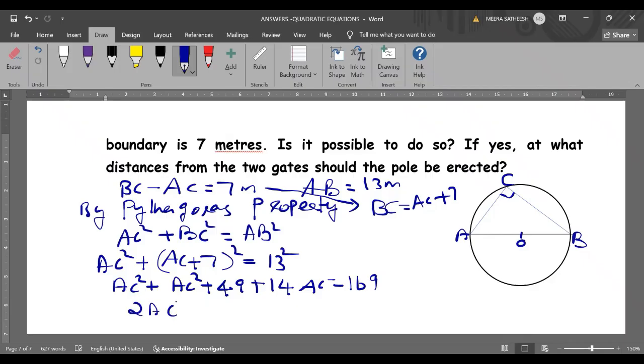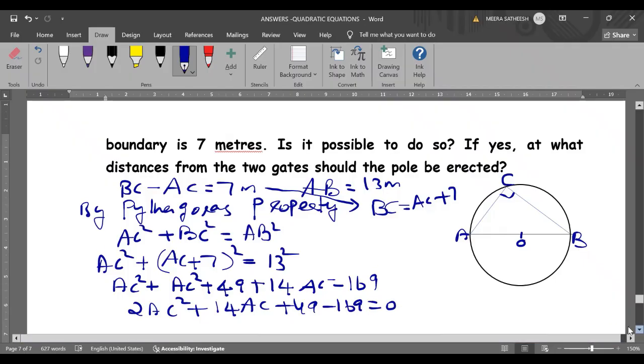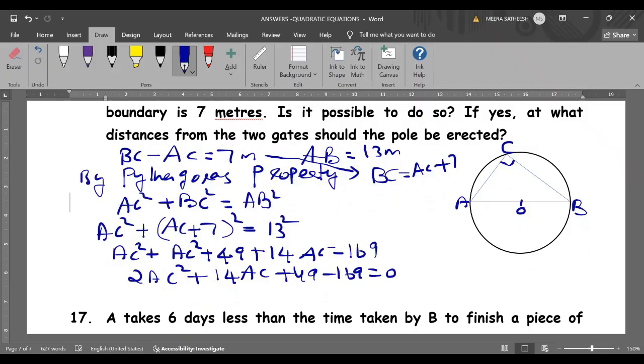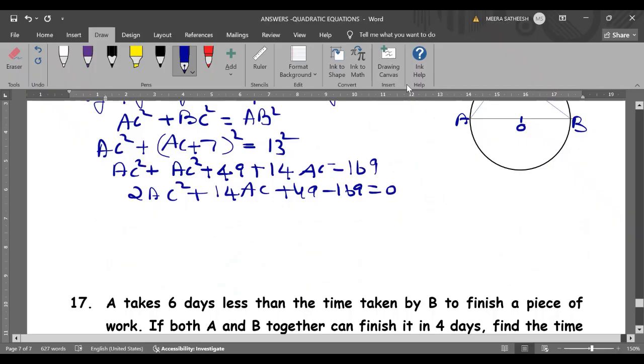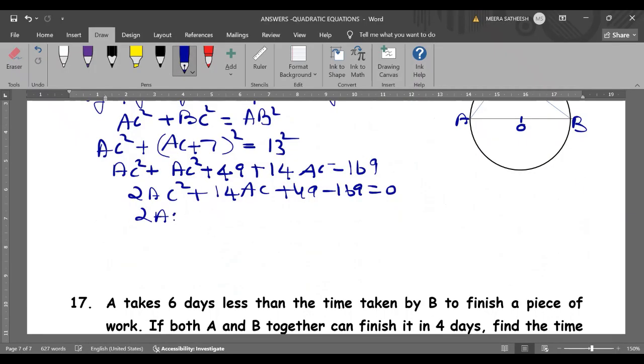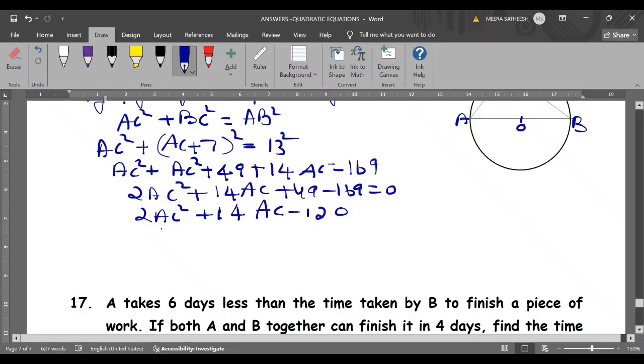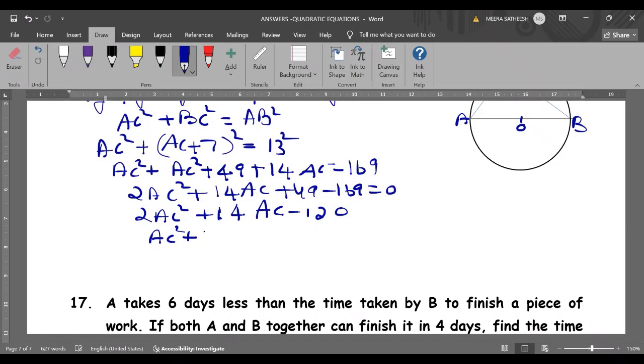So 2 AC² plus 14 AC plus 49 minus 169 is equal to 0. Now see, further simplifying, 2 AC² plus 14 AC minus 120. So all are divisible by 2, no? So AC² plus 7 AC minus 60 equal to 0.